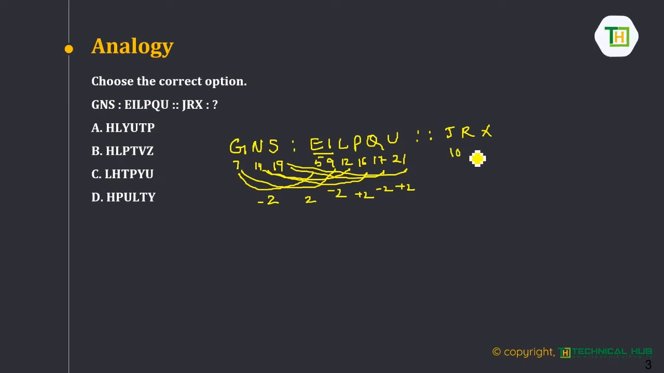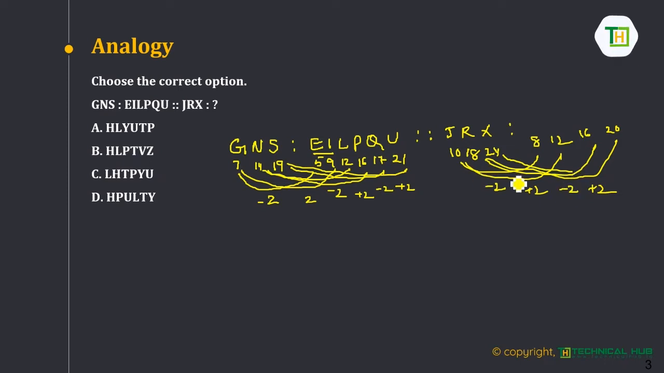J means 10, R means 18, X means 24 in the English alphabet. Minus 2 and plus 2 means subtracting 2 and adding 2. So 10 minus 2 is 8 and 10 plus 2 is 12. 18 minus 2 is 16 and 18 plus 2 is 20. And the last one, 24 minus 2 is 22, and 24 plus 2 is 26.